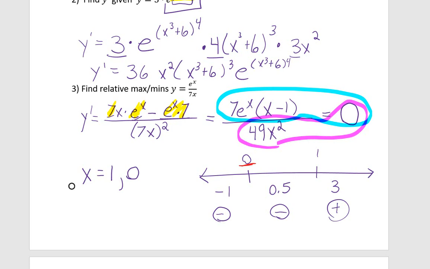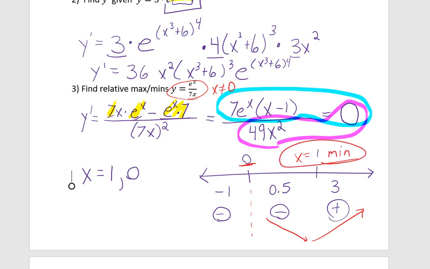Now, something to point out is that 0 definitely gives me some interesting information about my function. And what that actually is going to be is an asymptote. The reason is that I can't plug 0 into my original function. So that's actually not going to be a maximum or a minimum. Here, though, my function is going to be decreasing and then increasing. So when x equals 1, I will have a relative minimum.